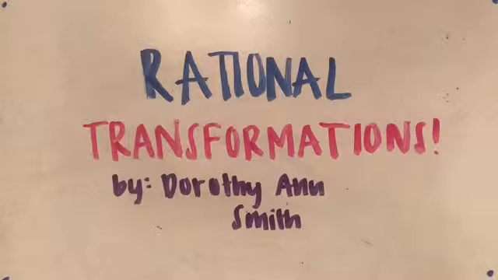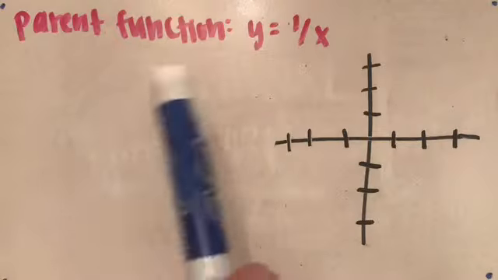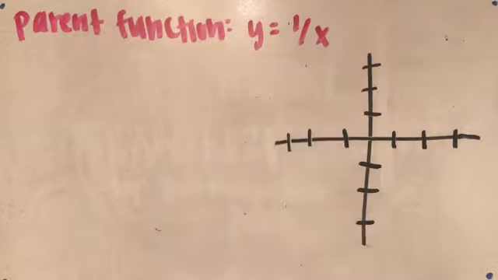Hi, today I will be teaching you about rational transformations. You will learn how to identify asymptotes and the domain and range of each function, and how to graph a function. The parent function for rational functions is always y equals 1 over x.